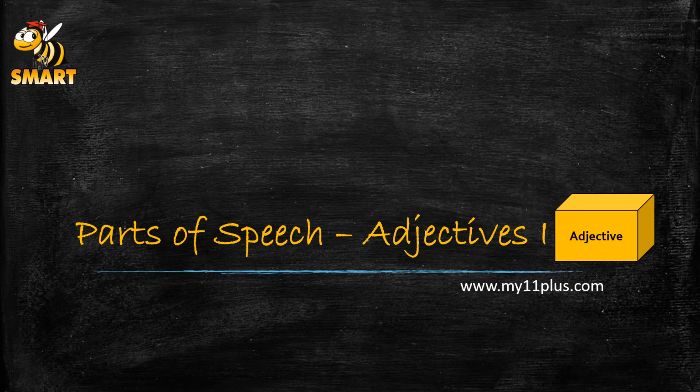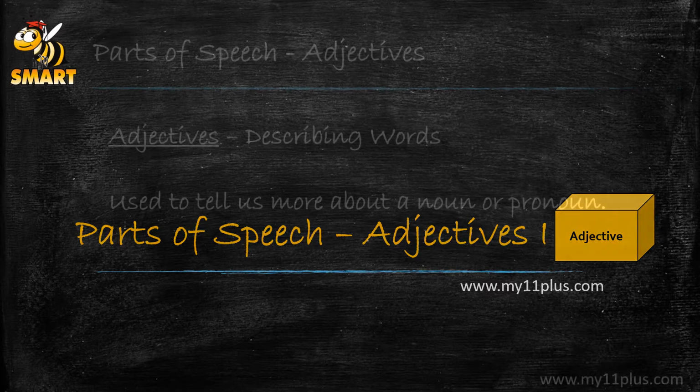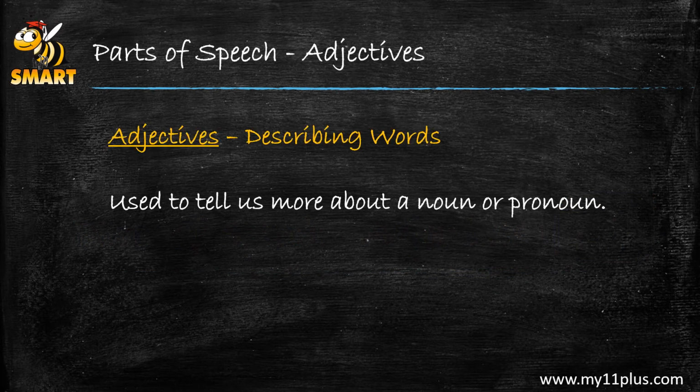Today we're going to look at adjectives. Adjectives are a part of speech. That is, a word which has a particular job in our sentence. Let's see what job adjectives perform. Adjectives are describing words. So they're used to tell us something about a noun or pronoun.